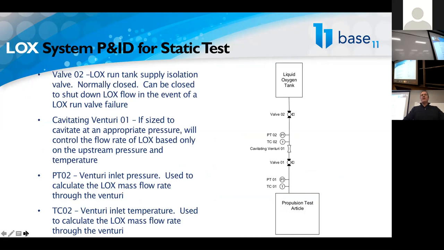If your run tank only holds 10 seconds worth of propellant, you might decide that it's not necessary to have an isolation valve at your run tank. Every valve needs to be evaluated for your scenario. If your propellant system is relatively small, such that if you have a failure all your propellant is going to be gone within a second anyway, there's probably not a reason to add the isolation valve.